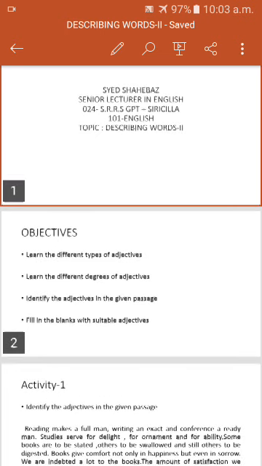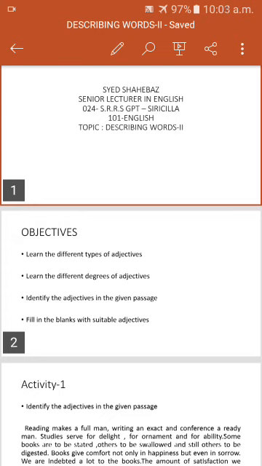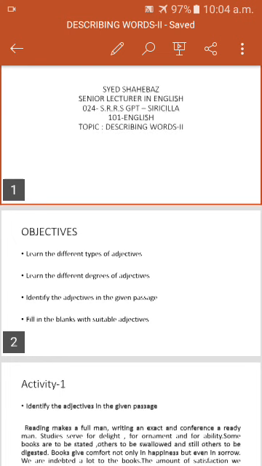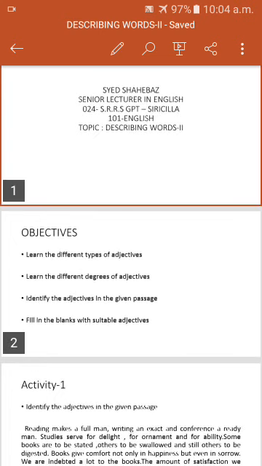We change adjective into comparative degree by adding er. We change the adjective into superlative degree by adding est. If the adjective in positive degree has more syllables, we change into comparative degree by adding more. We change into superlative degree by adding most. So this is the way of changing adjective from one degree to another degree.